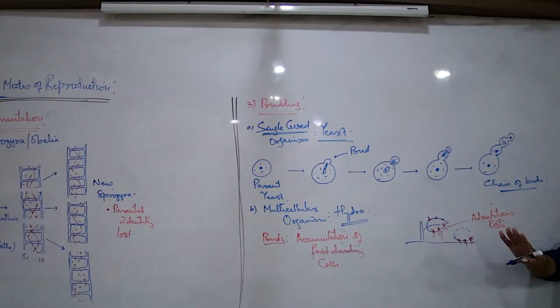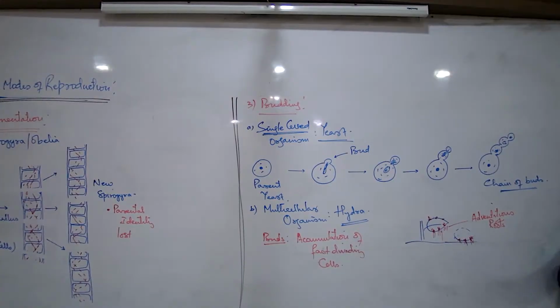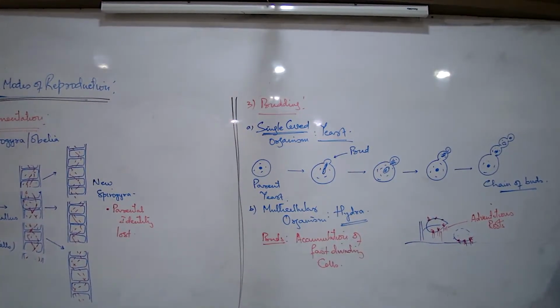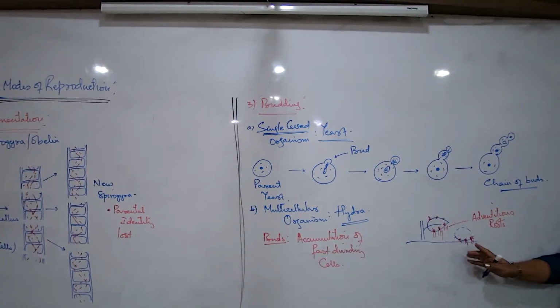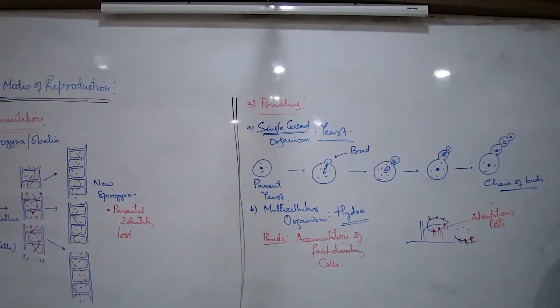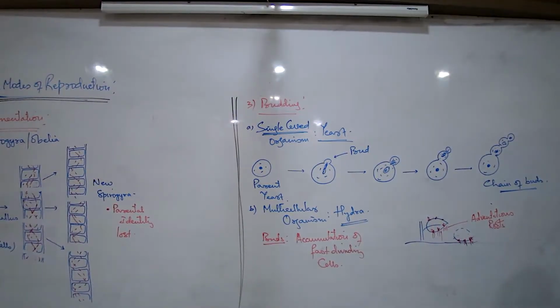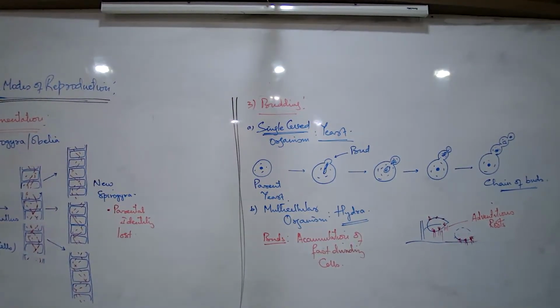Even when the leaf is in contact with the parent plant, or most of the time when the leaf falls off, the buds come in contact with the soil, the roots come in contact with the soil, and then a new plant grows. This is the concept of budding. We'll take a few more minutes and complete this concept of asexual reproduction, all of it.